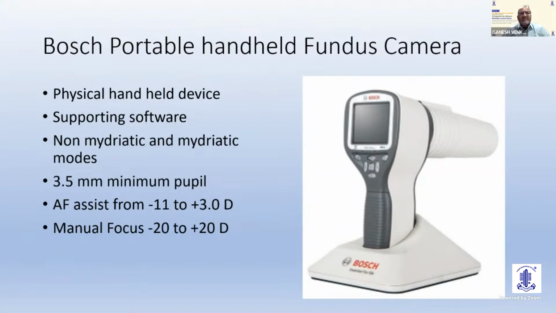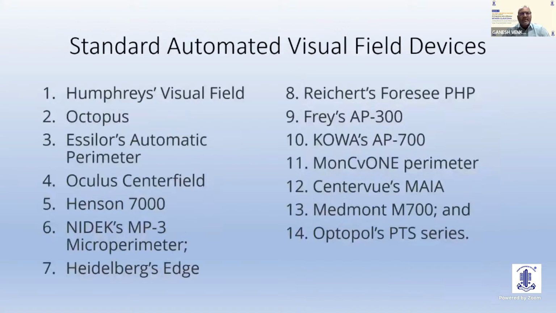The main advantage is, just to give you an example of Bosch, it is a physical handheld device and has supporting software. You can use it in non-mydriatic and mydriatic modes. Even with a small pupil, you can use it. And they have manual focusing from -20 to +20. In autofocus mode, if a technician has to use it, it is from -11 to +3 diopters.